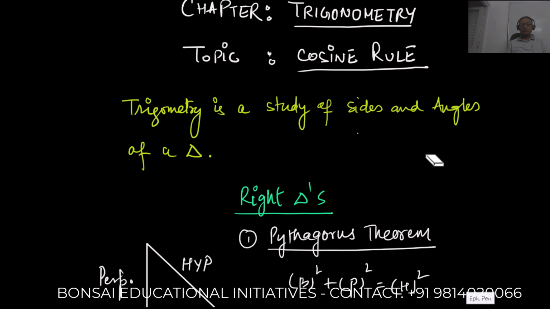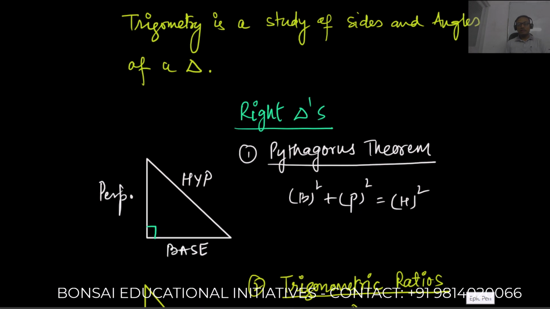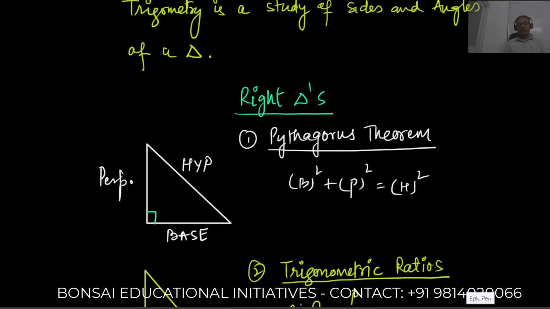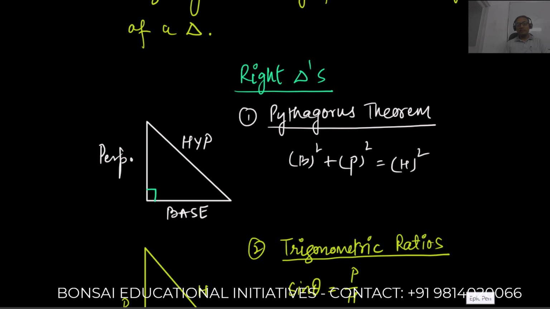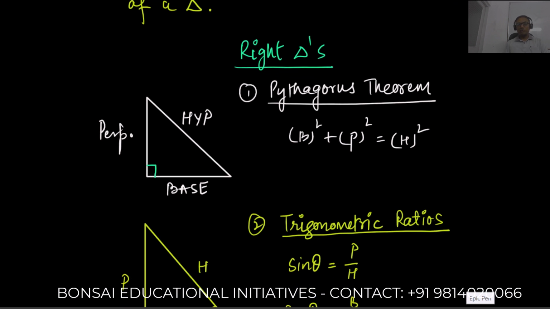So there are two sorts of triangles available to us. One is the right angle triangle. When we have a right angle triangle, how can we solve the problems, and other than that, when we do not have right angle triangles. In a right angle triangle, if we need to find any side, that had been taught to us for many years.